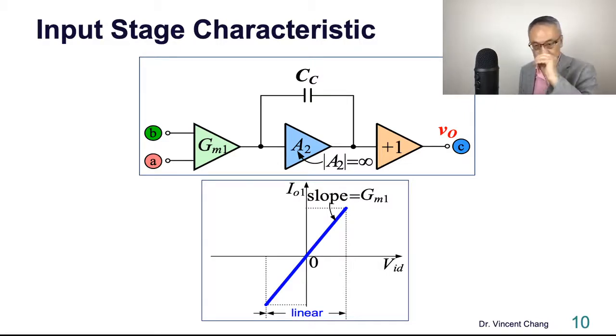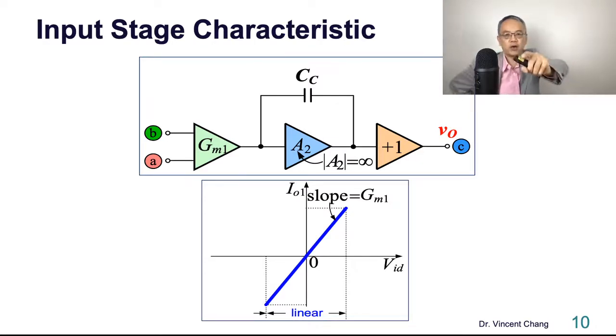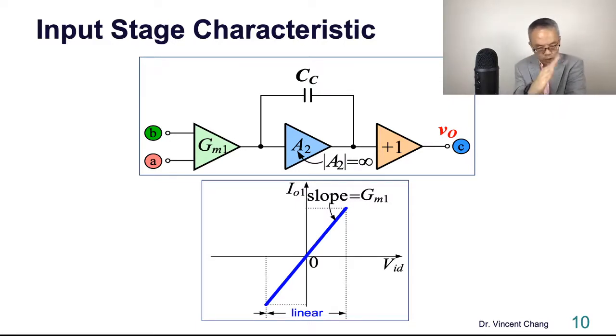This is actually what I just talked about, the characteristic of the first stage. The transconductance means the relationship between the output current, which is I01 of the first stage, and the input differential voltage of the op-amp. So VID times GM1 becomes a current, right? The GM, the transconductance, is actually the slope of this transfer characteristic of the first stage. So it's the input stage transfer characteristic.